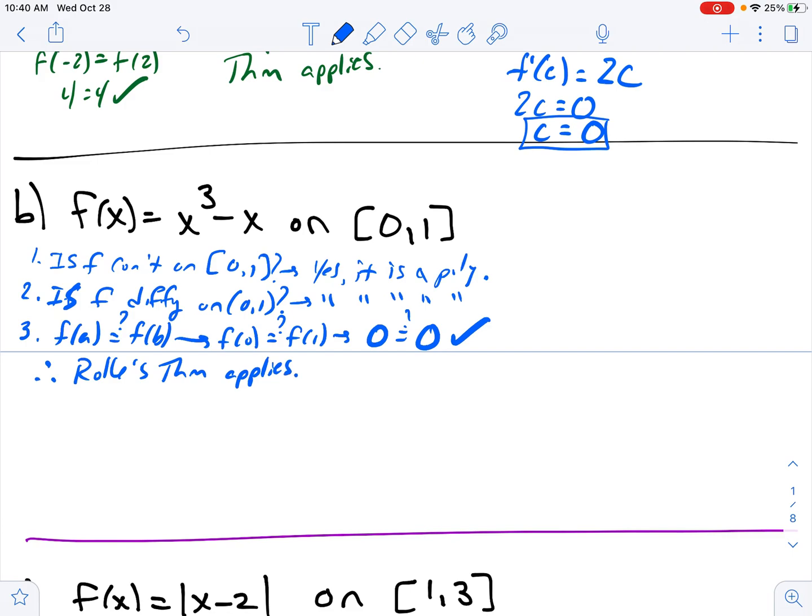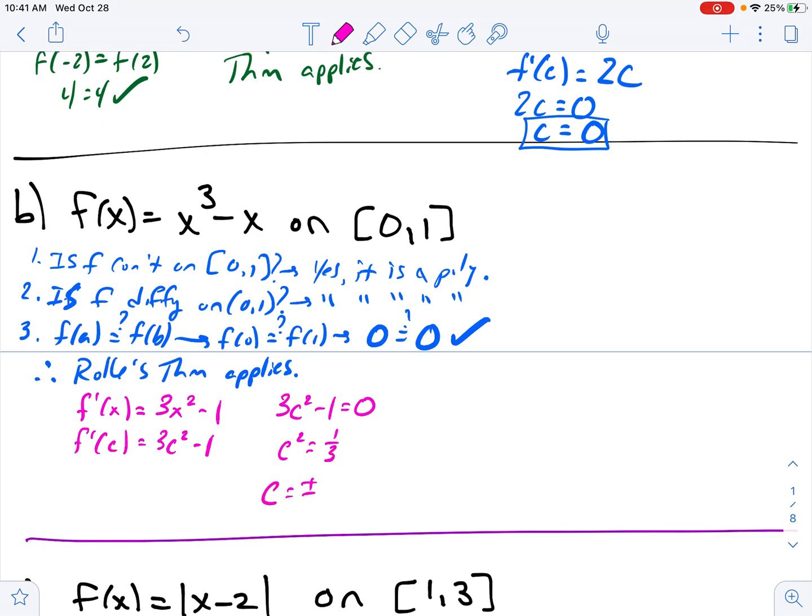Now we can go on and solve for c. More or less, take the derivative. f prime of x here is going to be 3x squared minus 1. Replace x with the letter c, and set it equal to 0. Do a little bit of algebra here. It looks like c squared will end up being 1/3. So c is plus or minus the square root of 1/3. You can leave it like that. You can make it the square root of 1 over the square root of 3, which is 1 over radical 3. If you don't like that, you can make it radical 3 over 3. Any of those are fine.